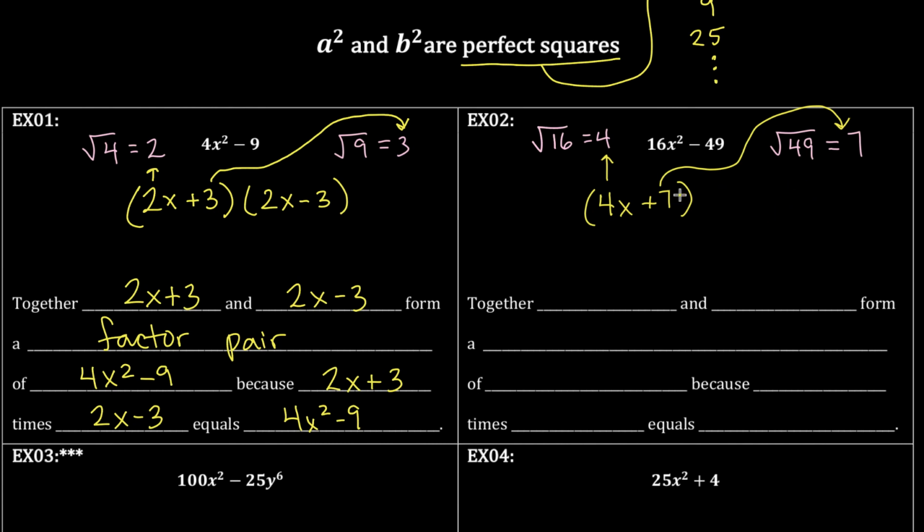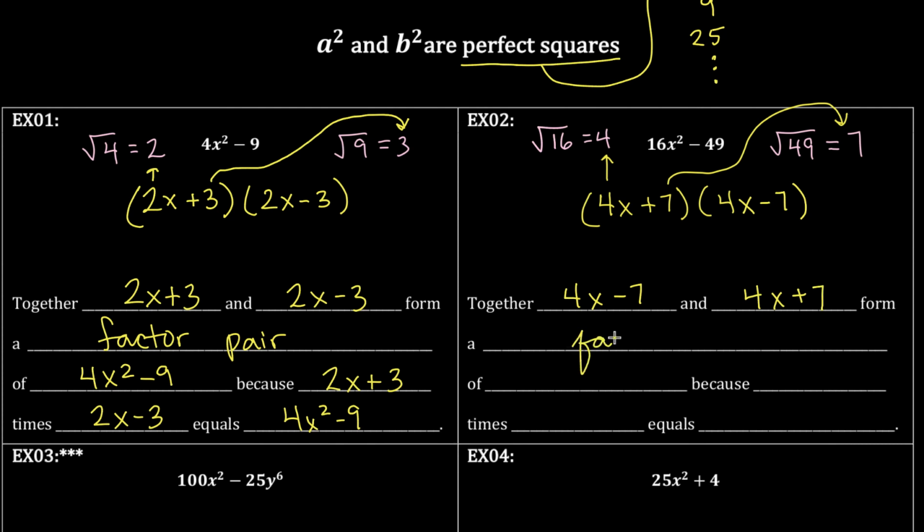Something about that looks a little weird, so I'm going to write this a little differently. I think it's just because it's not straight, maybe. And then this 7 came from over here. And then you do that subtractive version of this. Okay, maybe it's the 7s, you know? So together, 4x, I'm going to put this one first. It doesn't matter to me. 4x minus 7 and 4x plus 7 form a factor pair.